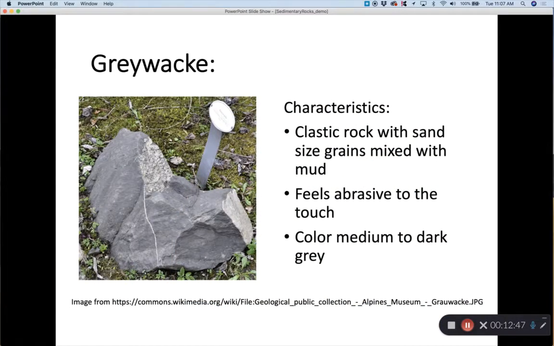Another type of sedimentary rock made of sand-sized particles is a greywacke. A good description of a greywacke might be a muddy sandstone. In greywackes you have primarily sand, but some clay mixed in with the sand, and that tends to give the rock a dark color. So greywackes, as you might guess from the name, are very often, if not always, gray in color, medium to dark gray in color.